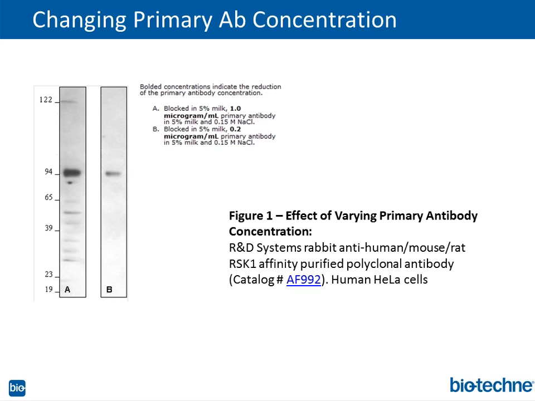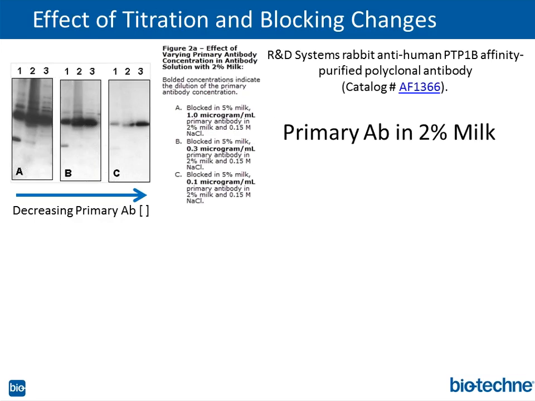This is a polyclonal, by the way, and the milk solution has 5% milk and 0.15 molar NaCl. So a simple dilution can really clean things up. Here's another example. We take a polyclonal antibody, and going from blot A to blot C, and forgive me, this slide may be a little busy, basically going from A to C, we decrease the primary antibody concentration. We go from 1 to 0.3 to 0.1 micrograms per mL. But in this case, the primary antibody is in a 2% milk solution.